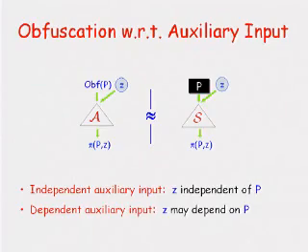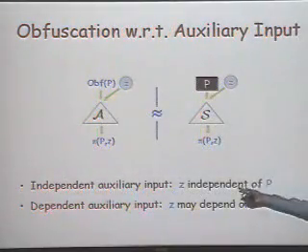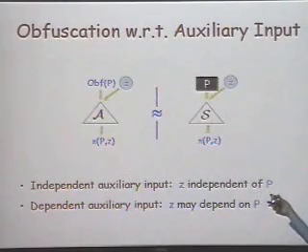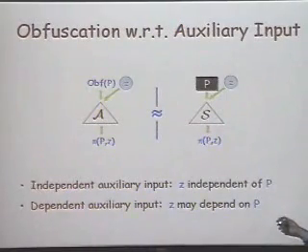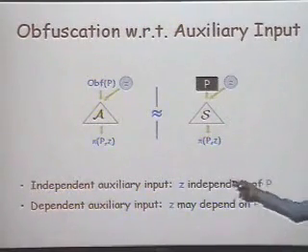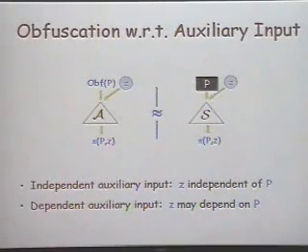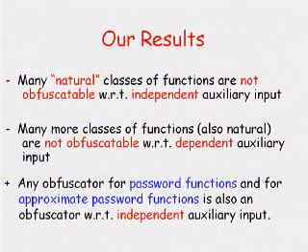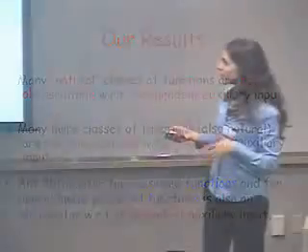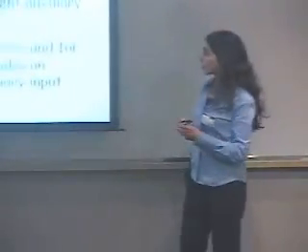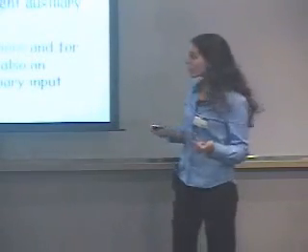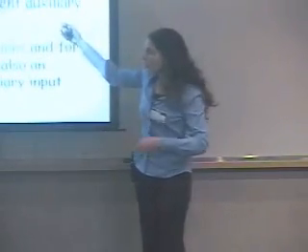We distinguish, as I mentioned before, between two cases: where Z is totally independent of the program P being obfuscated, and where Z may depend on the program being obfuscated. So we have independent auxiliary input and dependent auxiliary input. That's, very loosely speaking, the way we define obfuscation with respect to auxiliary input. What we show is, first, that there are many natural classes of functions that are not obfuscatable with respect to independent auxiliary input. Then we show that if you allow dependent auxiliary input, there are many more classes of functions that you cannot obfuscate.